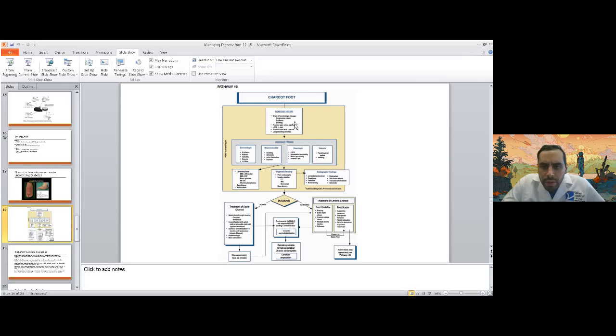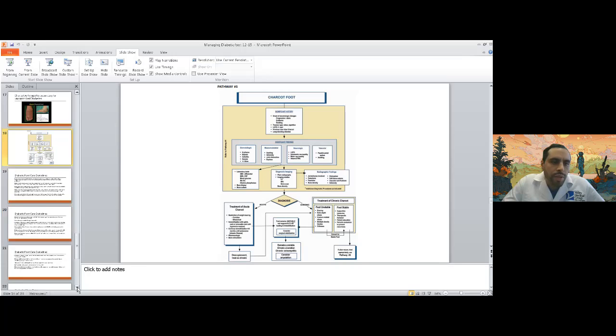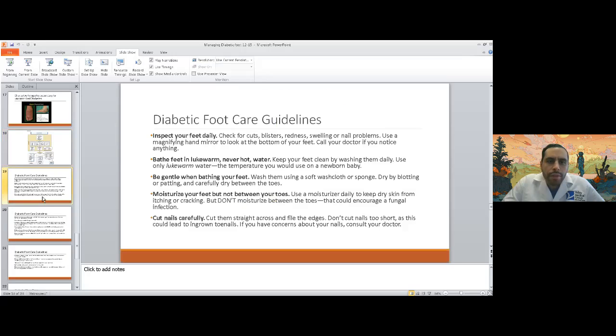And this is basically a simple diagram to kind of explain all the different pathways to treating Charcot by itself, which we already talked about. So this is really the most important part of the discussion today. And so these are diabetic foot care guidelines by the American College of Foot and Ankle Surgery.